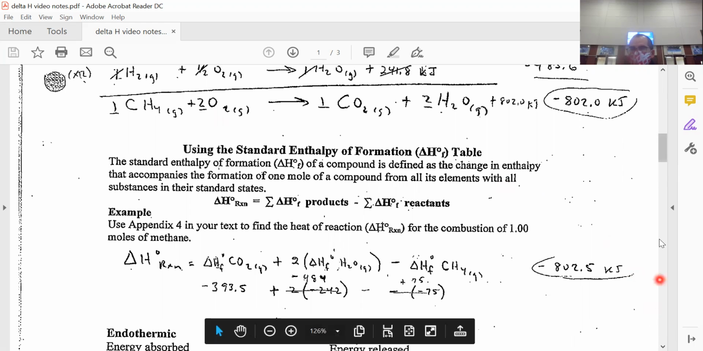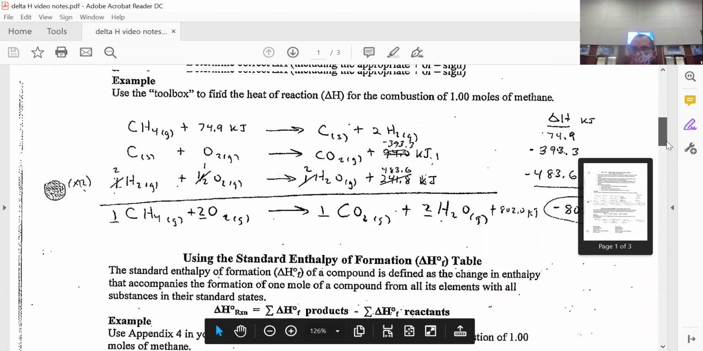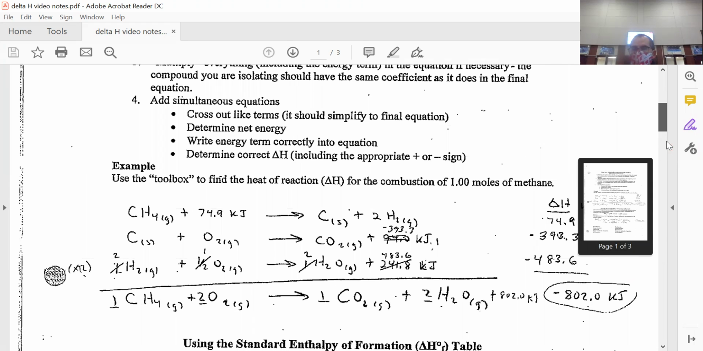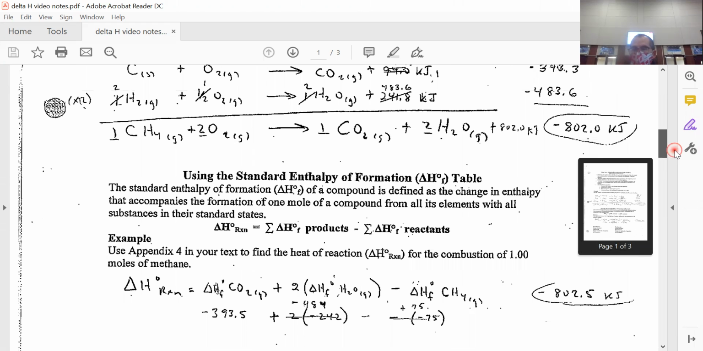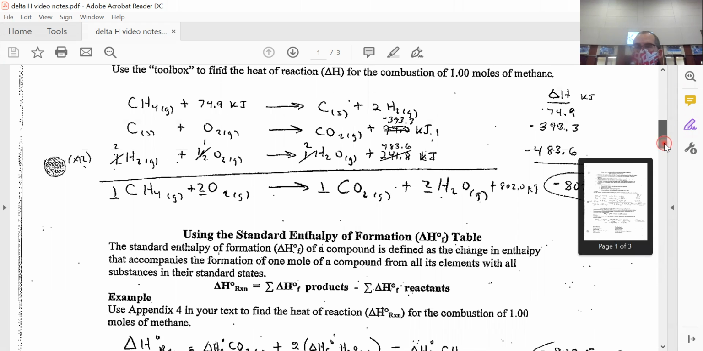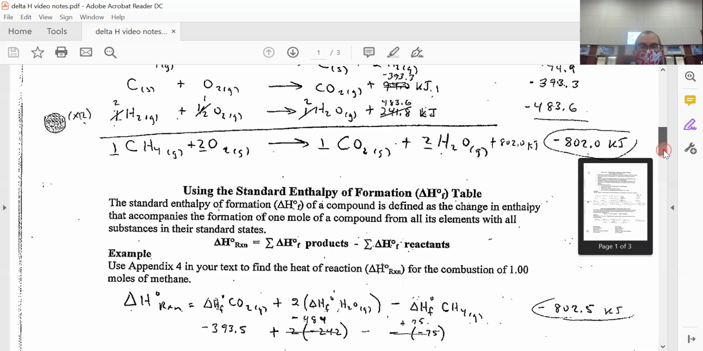Should the two answers be the same? Yes. Are they the same? Negative 802.0 versus negative 802.5. I think you have things from maybe a 20-year-old textbook and a table and about a 50-year-old toolbox. So that's still pretty good agreement for some different things that we're working with.